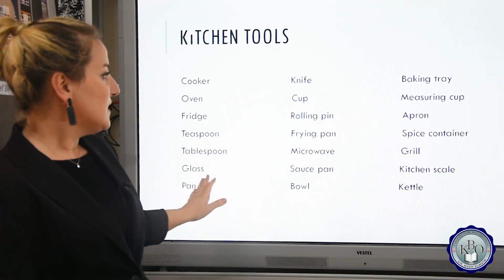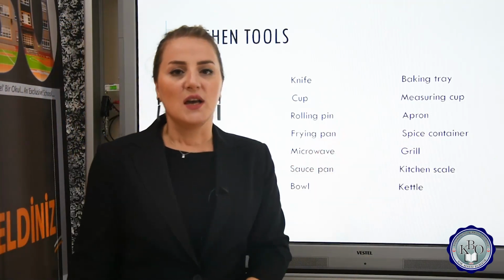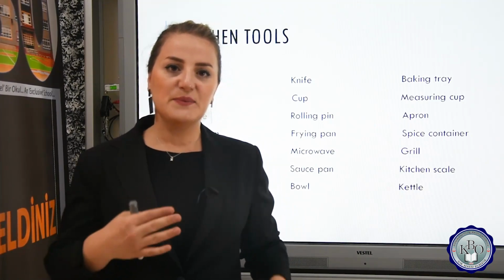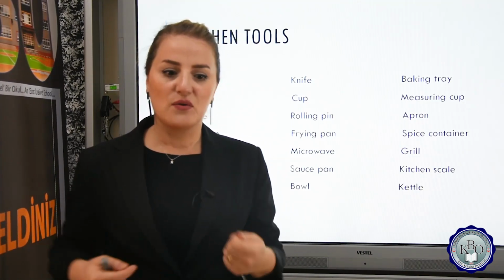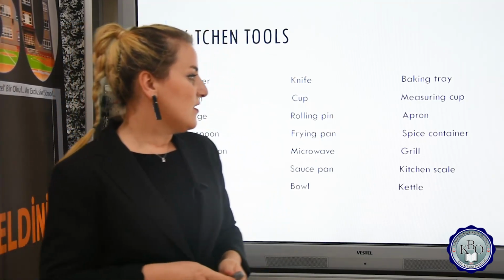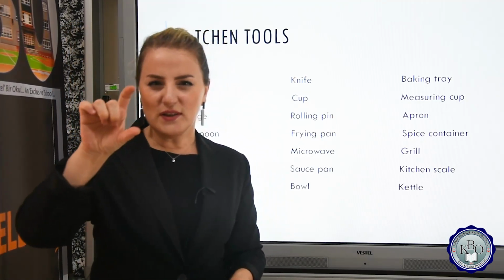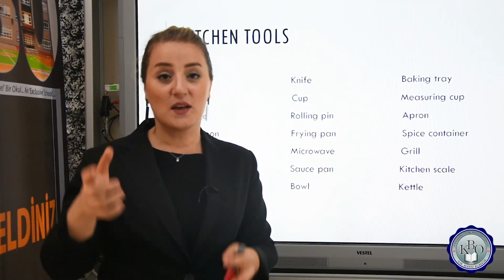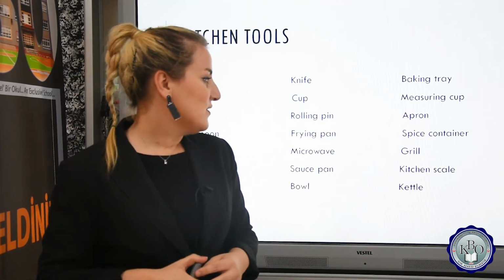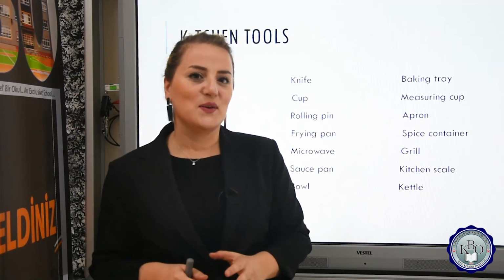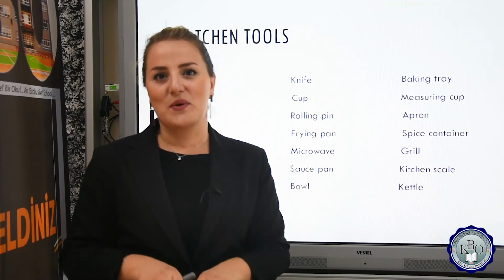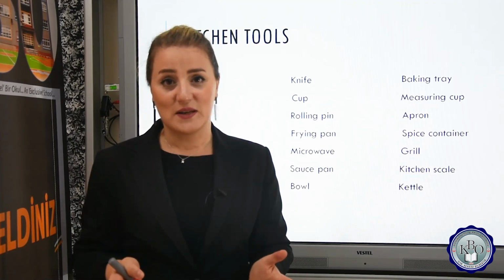Measuring cups, as I said before. Apron. Apron is the kind of clothing that you wear over your body, and it keeps your clothes clean while you are cooking in the kitchen. Spice container is a kind of little bottle that you put some spices in, like pepper, salt, or cinnamon. And grill. Grill is a kind of barbecue, but this time you are just having a barbecue inside of a home. So you can have a grill pan, for example.